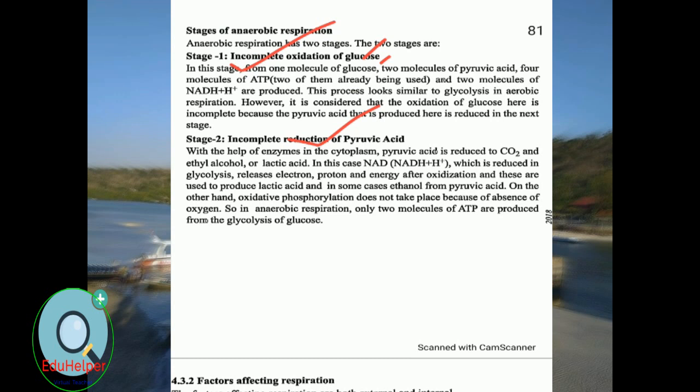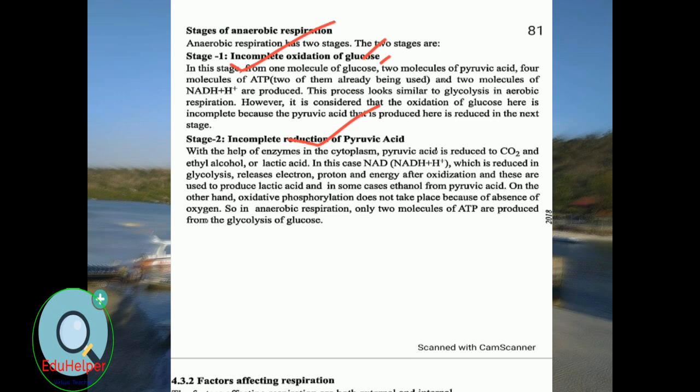It is like the aerobic respiration, which is already described in my previous lecture. In this stage, from 1 molecule of glucose, 2 molecules of pyruvic acid, 4 molecules of ATP, and 2 molecules of reduced nicotinamide adenine dinucleotide are produced. This process looks similar to glycolysis in aerobic respiration. However, the oxidation of glucose here is considered incomplete because the pyruvic acid produced here is reduced in the next stages. And the second one is anaerobic oxidation of pyruvic acid.